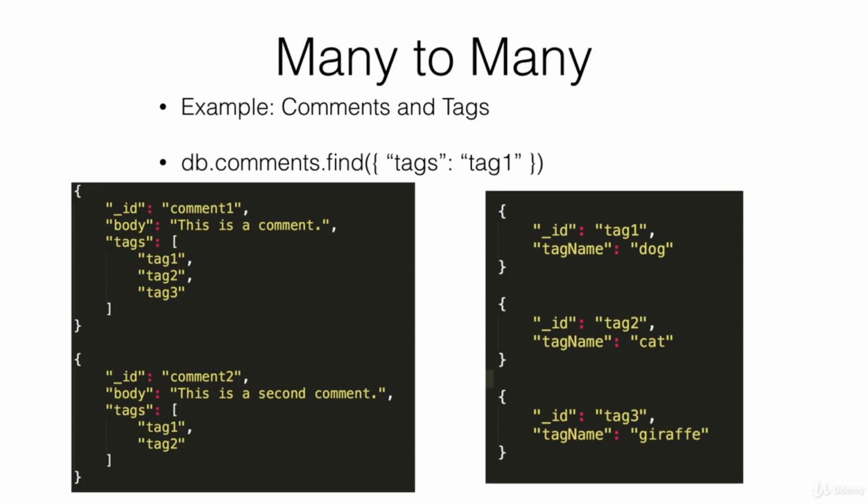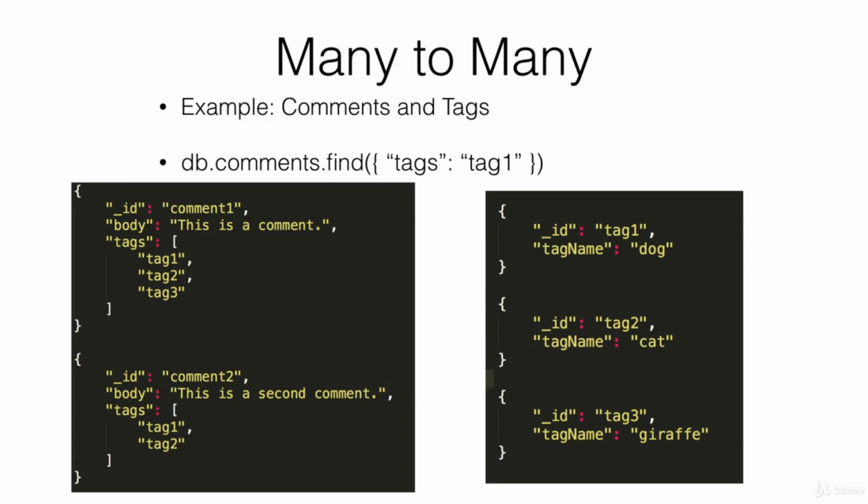And then there are many-to-many relationships. An example would be comments and tags. A single comment can have many tags, and a single tag can have many comments. So here on the left we have comments with tag arrays, and these tag arrays contain IDs of the tags that are associated with each comment.